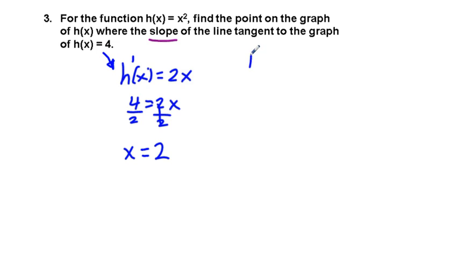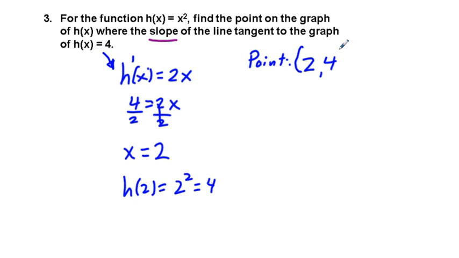And so our point, that's what we're being asked, right? The point is going to be this 2, comma, and then we go back to the original function to find the y-coordinate. So h of 2 equals x squared, or 2 squared, which equals 4. So our point is the coordinate pair (2, 4). So that's our correct answer for problem 3, at that point is where the slope of the line tangent to the graph of that quadratic function is 4.